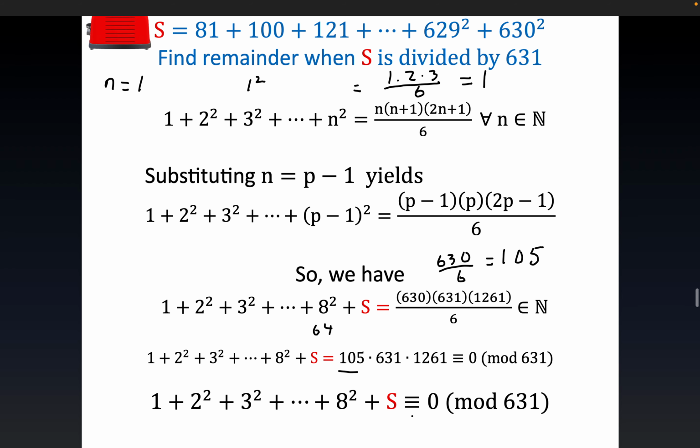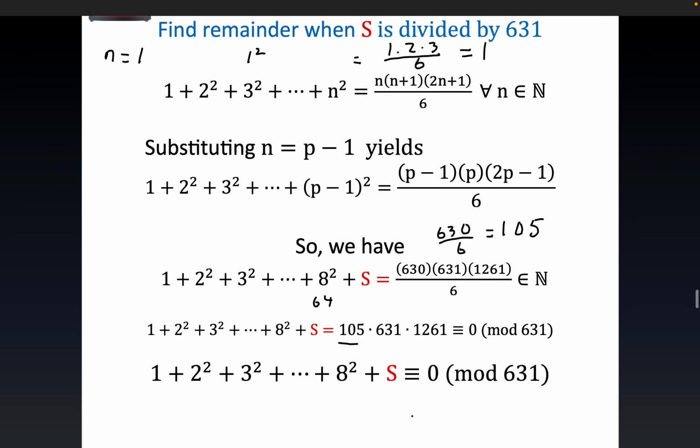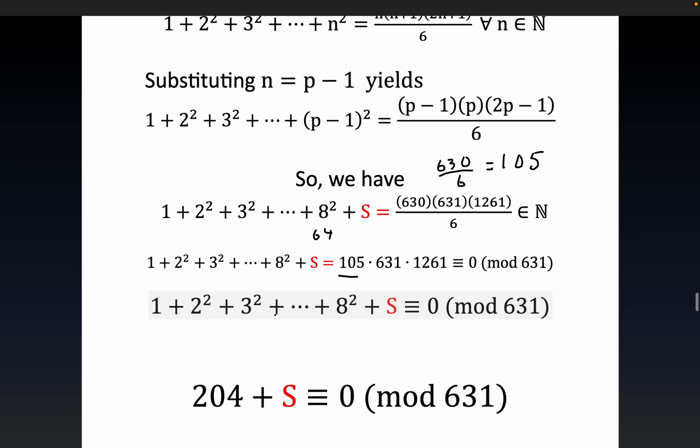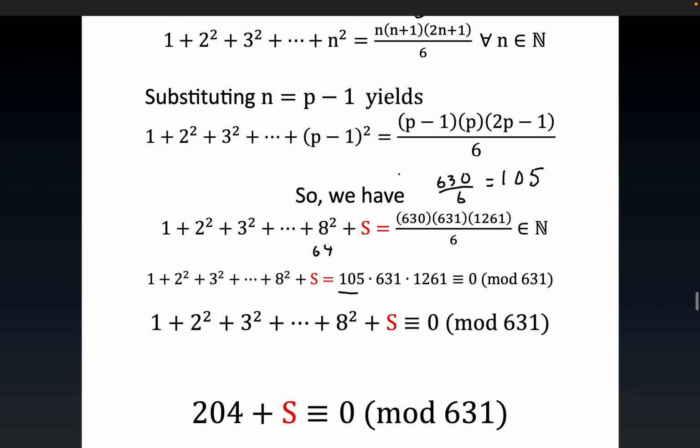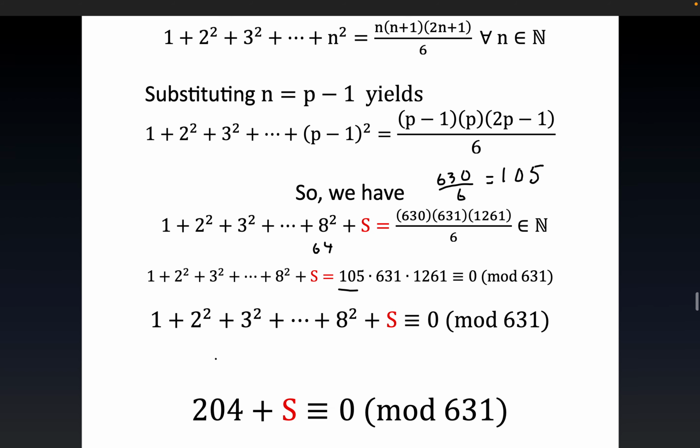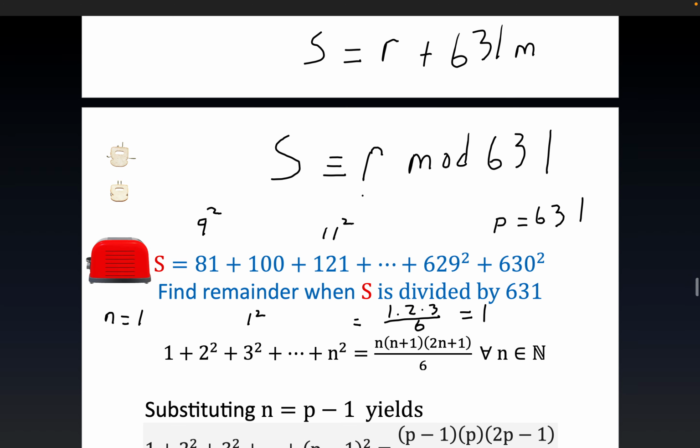Now you can reuse this formula, or you can just add all of these up, and this is 204. 204 plus S is congruent to 0 mod 631. Just like that, folks. And again, this would be coming from the formula 9 times 10 times 17, is what would happen. If you put 9 times 10, you'd have 17 here, and that ends up being 204. Okay, now remember, what does it mean to be a remainder in a modular arithmetic context? It means S is congruent to R, where R is some number between 0 and 630. I didn't write that down.